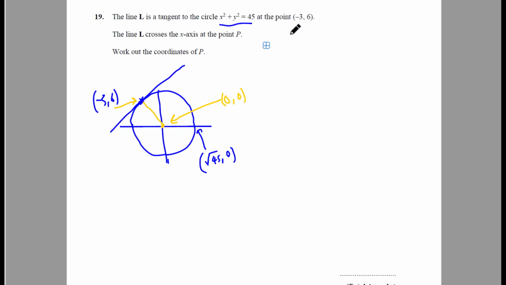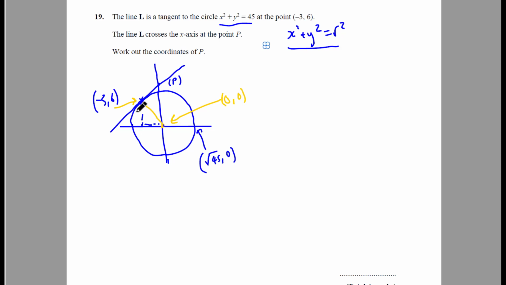So we've got a circle. Now we know this formula, equation of a circle, we need to know that. I've just drawn this circle here and it touches a circle at the point minus 3, 6, which is here. The line L crosses the x-axis at the point P, and we're working out the coordinate P here. So first step is we need the gradient, because we've got the radius here.